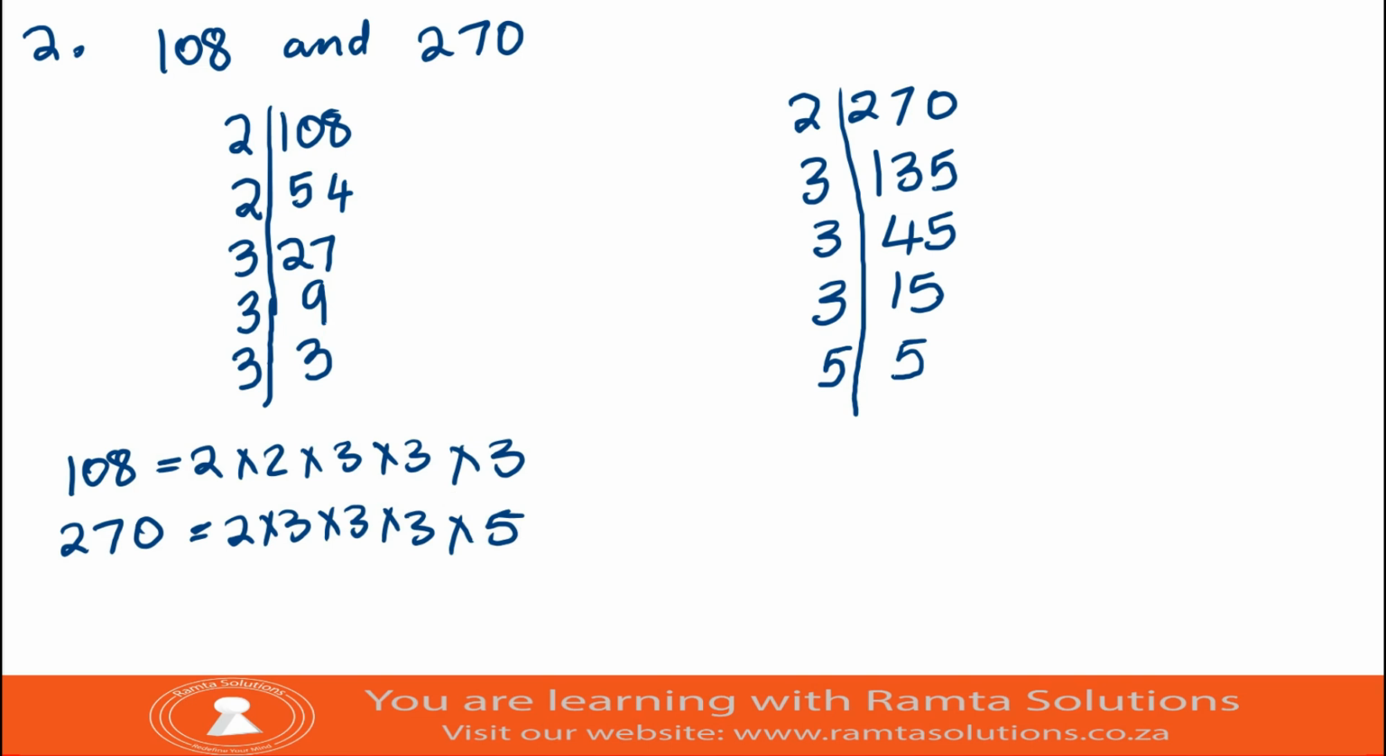So remember, when we want the highest common factor, let's see, 2 is common in both numbers once, but I see 3 is common how many times? 3 is common 3 times.